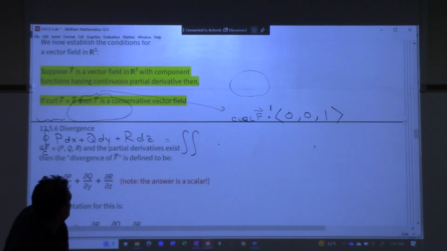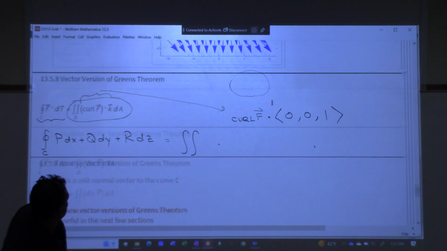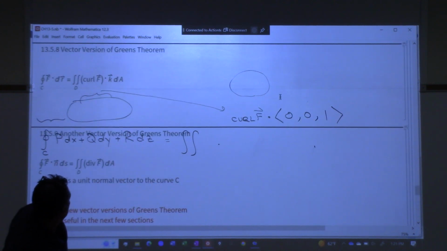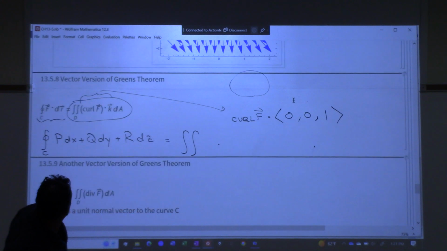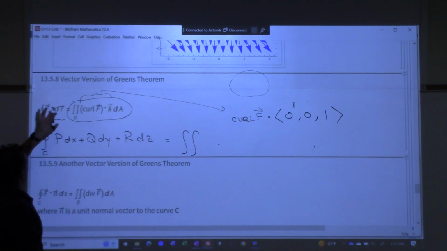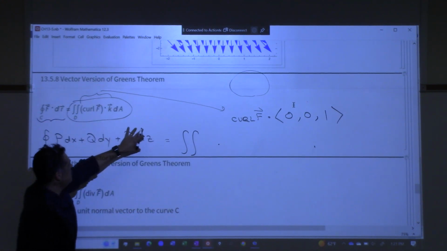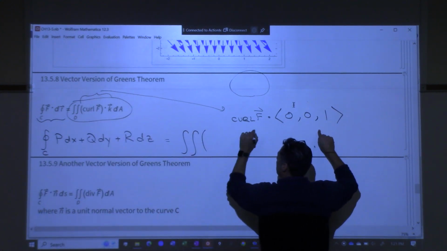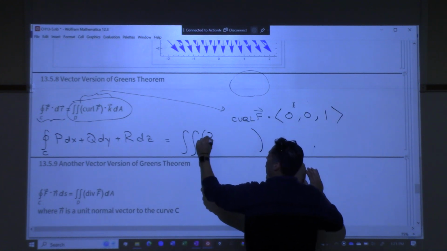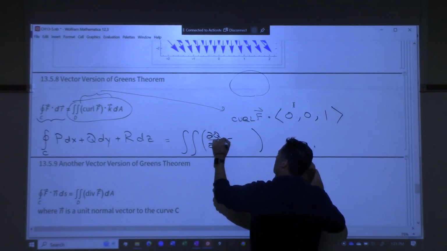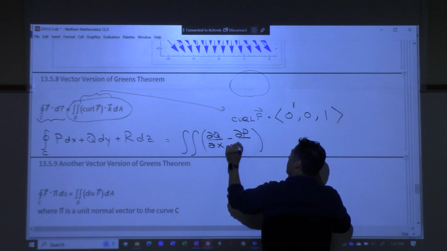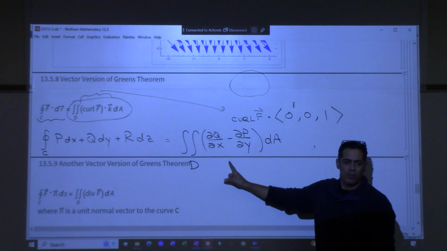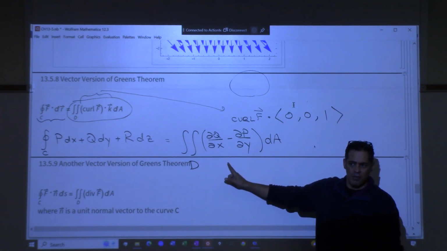So here it was, right there. Okay, so this work integral is this, but that should be equal to the double integral of the dot of these two, which was partial q with respect to x minus partial p with respect to y, dA. This is over the region D. And this is Green's theorem, right?